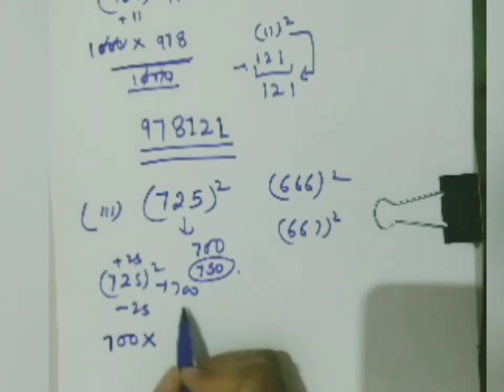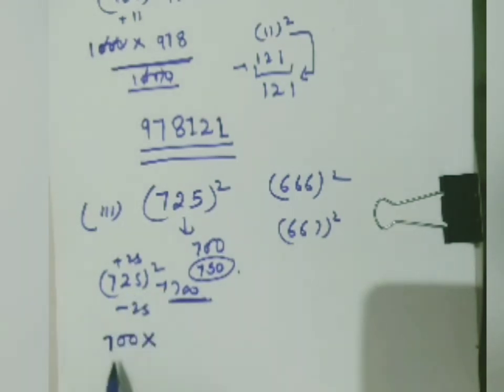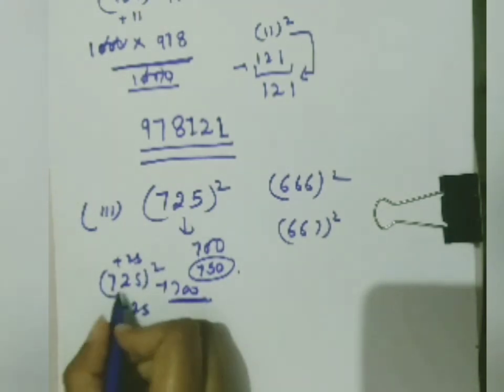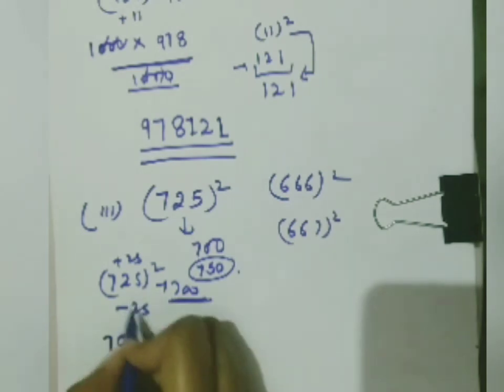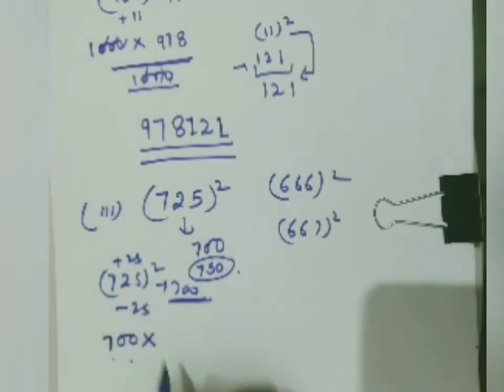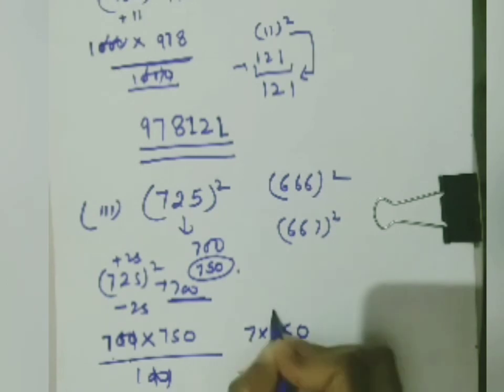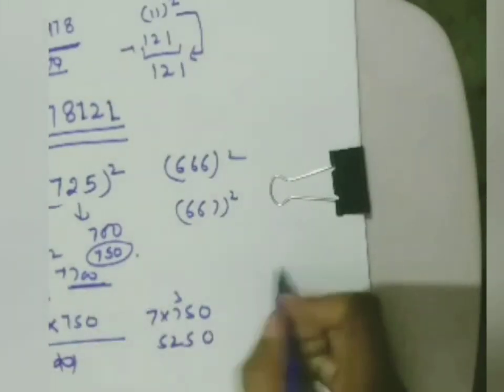So now we have compared it with 700, so we will multiply with 700. We will multiply with 700, and what do we get here? Now we will add 25 to 725 and get 750. Now multiply it with 7. 7 into 750 is 5250. And the square of 25 is 625.